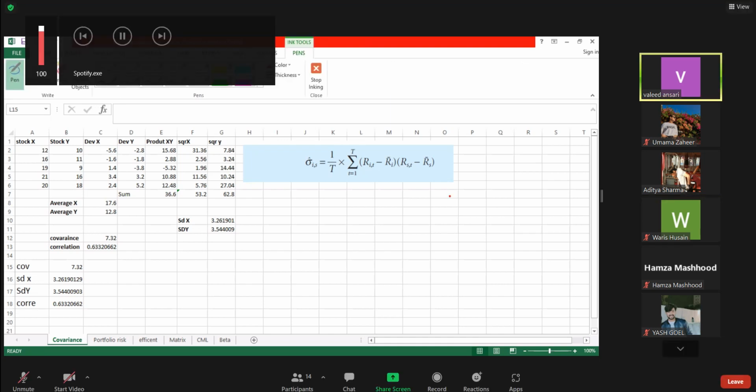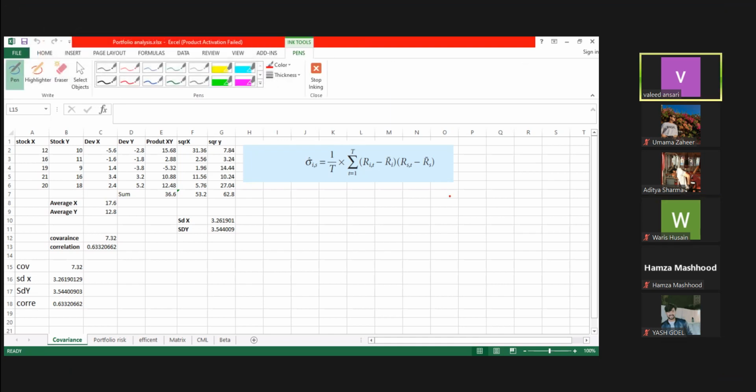The return of these two securities move together, which we call covariance. I had explained the formula, but I haven't taken the calculation as such, although I have taken the calculation of standard deviation. So I will briefly explain to you how it is calculated. You can see here this formula, which simply states that if there are two securities I and J.